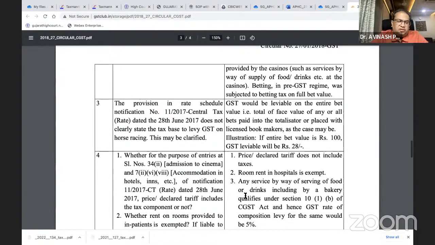GST will be levied on entire bet value, that is total of face value of any or all bets paid into the totalizer or placed with licensed bookmakers, as the case may be. So it has to be on the entire bet value. Illustration: if entire bet value is 100 rupees, GST leviable is 28 rupees.